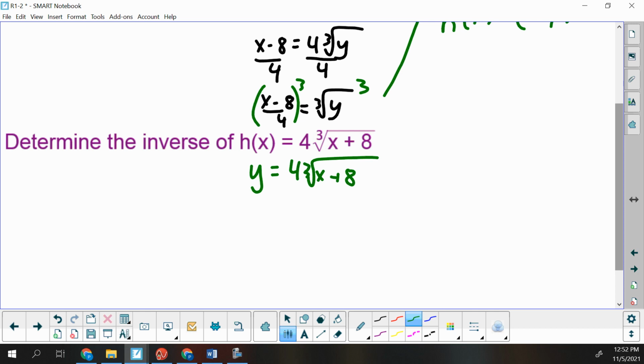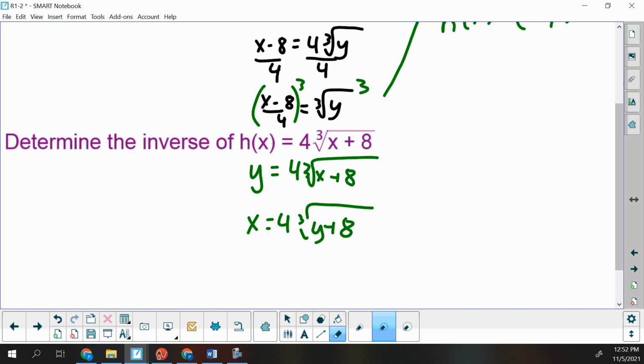Switch where the x and y are. Oops, that should be a y. Now work to get the y by itself. So we'll start this time by dividing by 4. And we'll get x over 4 equals cubed root of y plus 8.